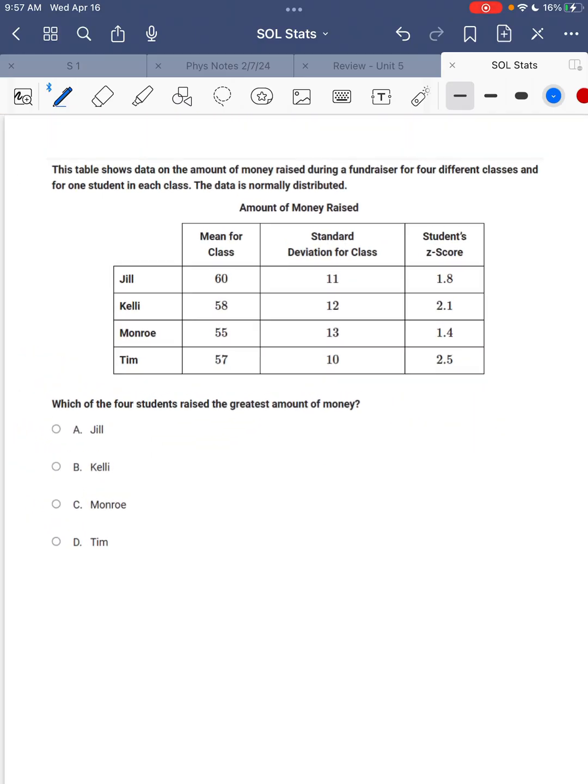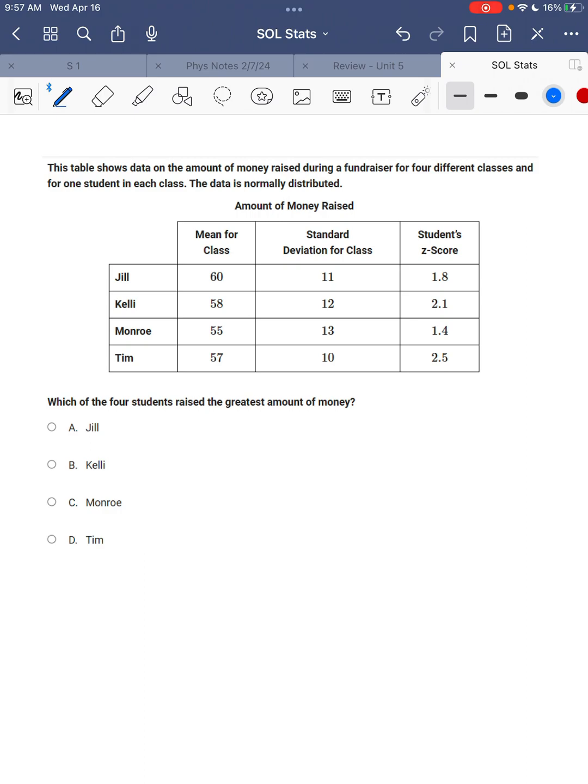All right, here we go. Okay, so this is definitely going to be a pain, this problem. There's going to be a few calculations here, but it's not really that hard in the end. So the table shows some data. All these kids are in different classes and they're doing a fundraiser, right? And so the mean in Jill's class, the mean amount of money raised was 60, and the standard deviation was 11, where her score was 1.8.